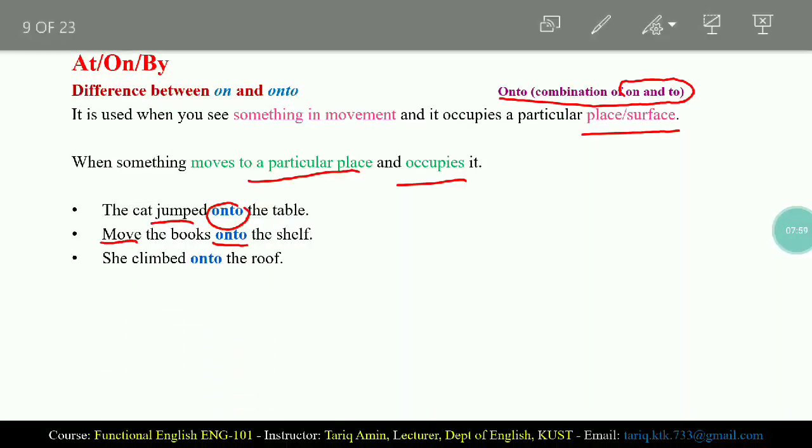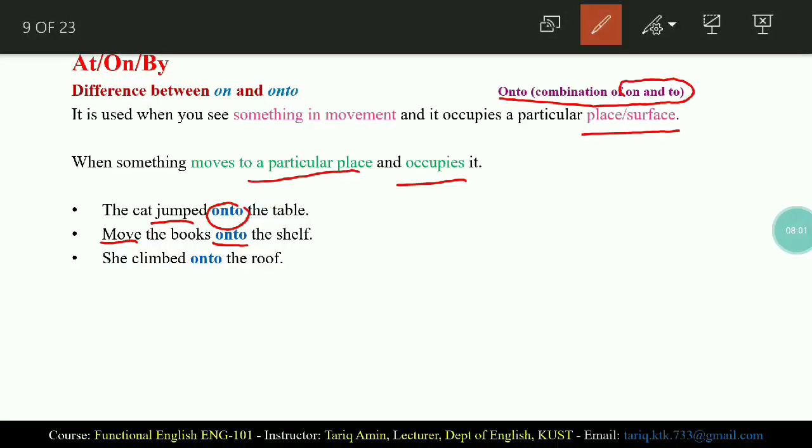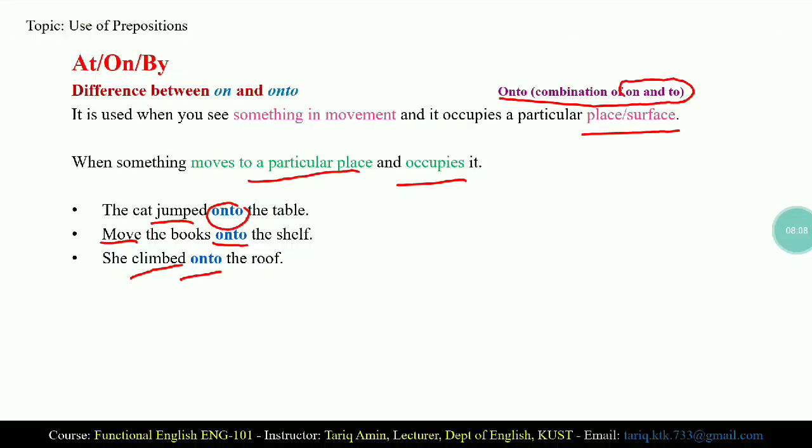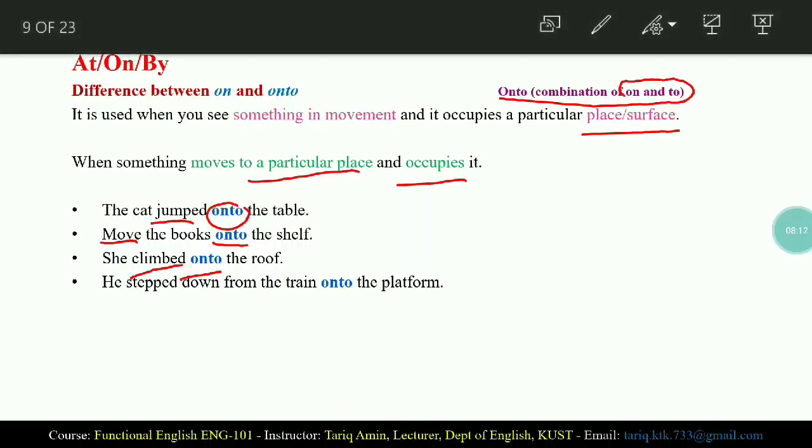Or she climbed onto the roof. Climb is a verb that indicates movement. So onto is used with movements. Like he stepped down from the train onto the platform. Once again, movement is there.